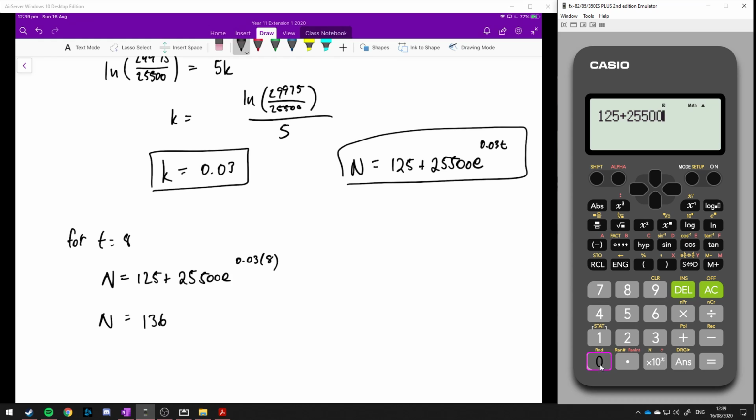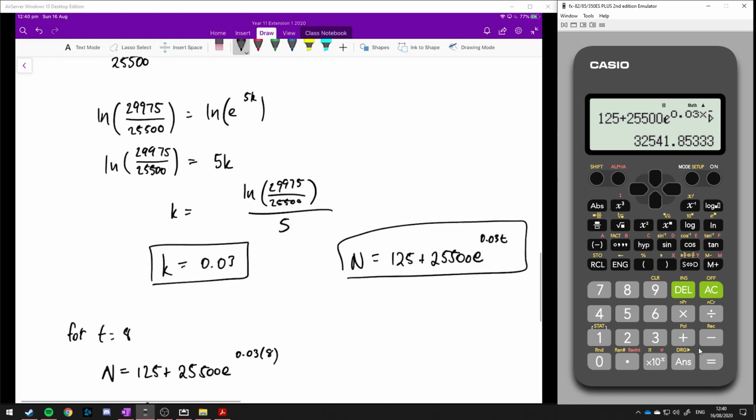So 25500 e to the 0.03 times 8. That should be a bit better. There we go. So after 8 years, it is equal to 32,541. And because it's a population, our answer is 0.85, so we're just going to leave it to a whole number because we can't particularly have 0.85 of a person. And we don't need to round it up because we haven't quite made it to that one extra person yet. So it's always an approximate amount in that case.